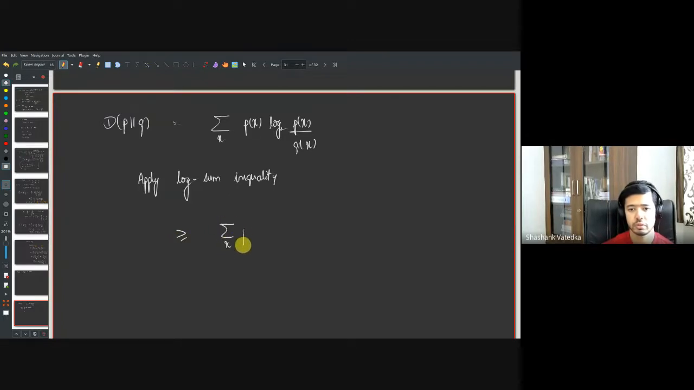This is greater than or equal to summation over x of p of x log of summation over x of p of x by summation over x of q of x. But what is this equal to?